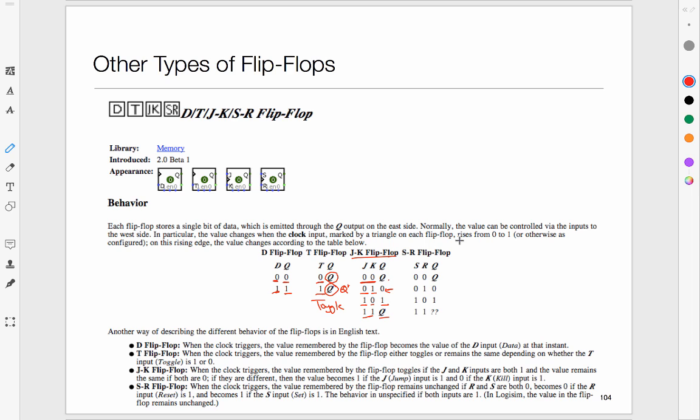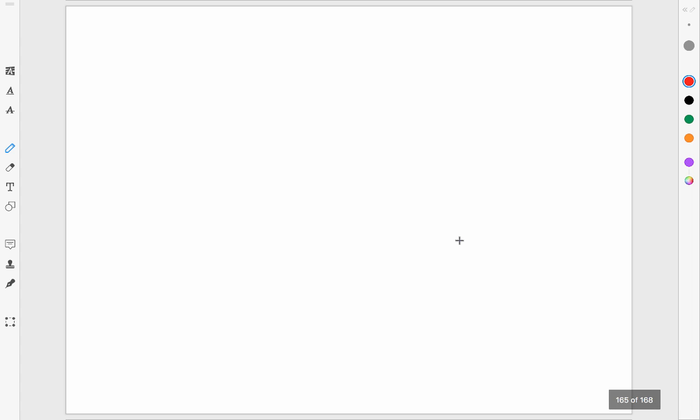So there is the D flip-flop, which we saw thus far, and which is what Logisim has. It basically has the following property: at the clock tick, whatever is D goes to Q. So if D is 0, Q becomes 0. If D is 1, Q becomes 1. So that's what the D flip-flop does.